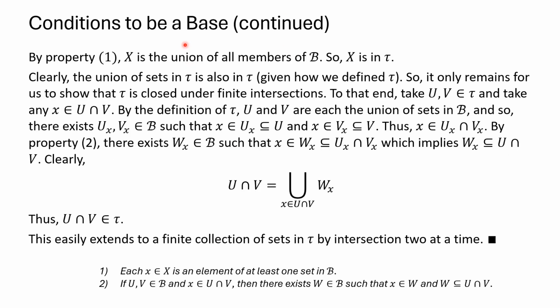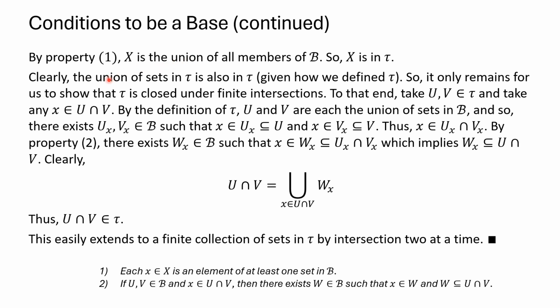To complete our proof, we need to show that tau, as defined on the previous slide, in other words, all the unions of sets from B, is a valid topology. So let's do that. I've copied the 2 properties down here so you don't have to flip back. By property 1, X is the union of all members of B. So X is in our topology. And we were given that the empty set was in our topology, so we have those 2 things checked off from the definition of topology.